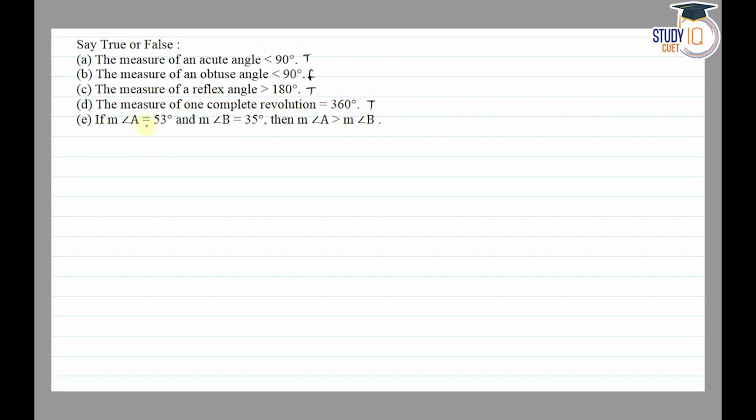If angle A is equal to 53 degrees and angle B is equal to 35 degrees, then angle A is greater than angle B. So angle A is 53 and B is 35, so this is obviously greater. So the statement is true, means correct. So our answer will be: true, false, true, true, true. Thank you.